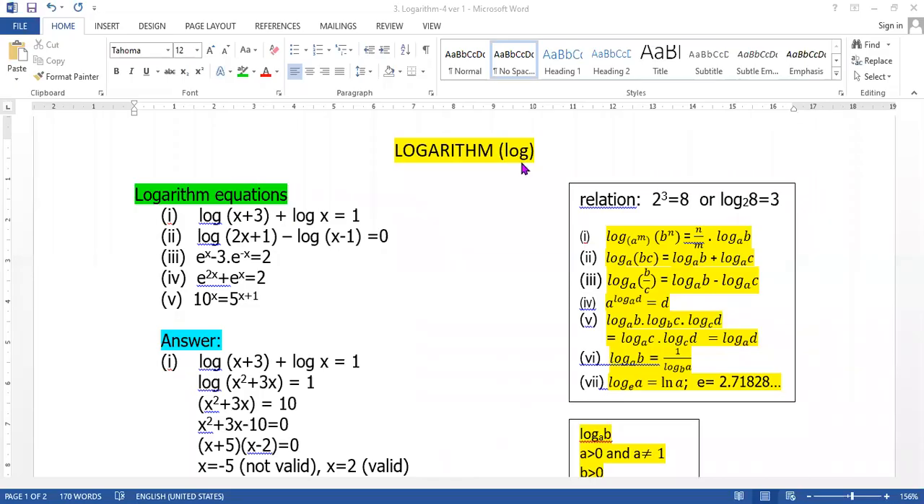Logarithm equations. There are 5 kinds of logarithm equations. But before we talk about the equations, let's see again this formula from 1 to 7, and there's a relation between exponential and logarithm.